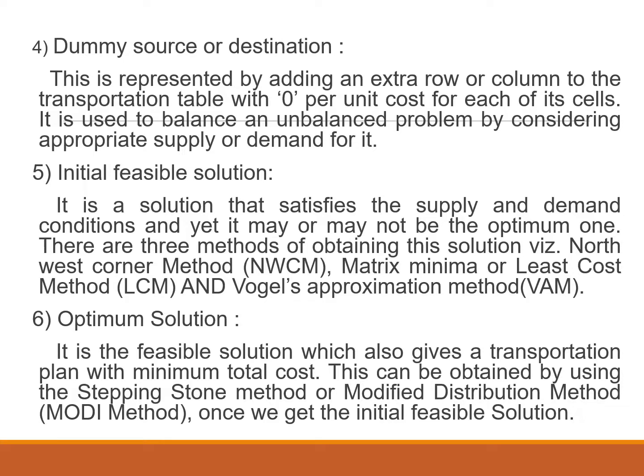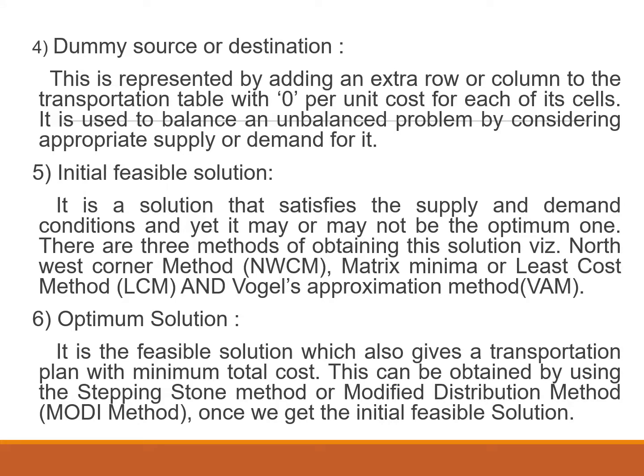Fourth, dummy source or destination. This is represented by adding an extra row or column to the transportation table with 0 per unit cost for each of its cells. It is used to balance an unbalanced problem by considering an appropriate supply or demand for it. Fifth, initial feasible solution. It is a solution that satisfies the supply and demand conditions, and yet it may or may not be optimum.